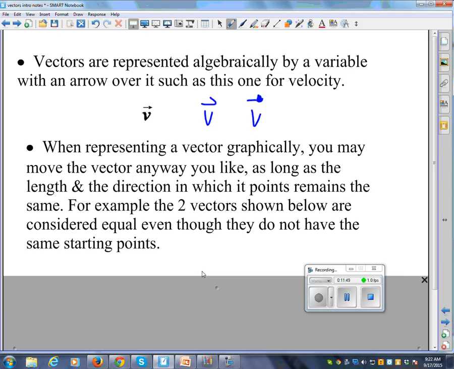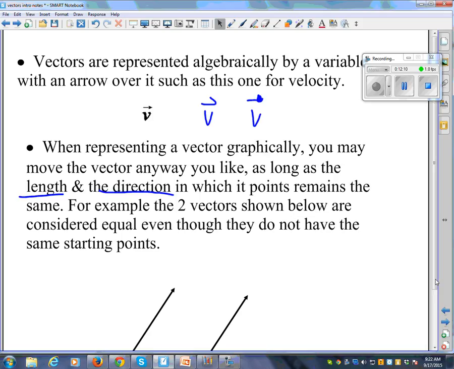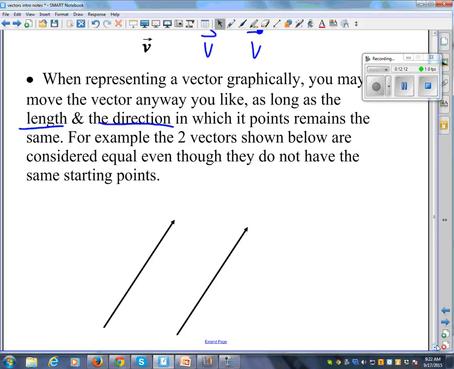When representing a vector graphically, in other words, drawing it, you can move the vector anywhere you like, as long as the length and the direction which it points remain the same. Those are the two things that are key. For example, the two vectors shown below are considered equal, even though they do not have the same starting points. Now, you might think this is intuitive, that no one's going to make that mistake, but I've had students in the past that didn't realize you could move it around. Okay? Those two vectors are equivalent.